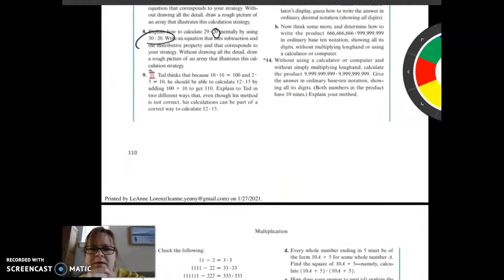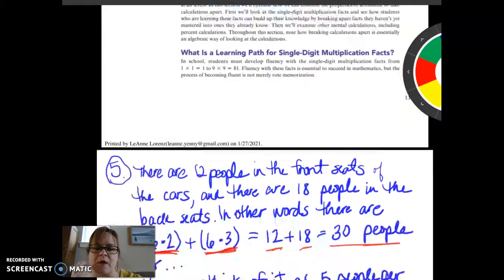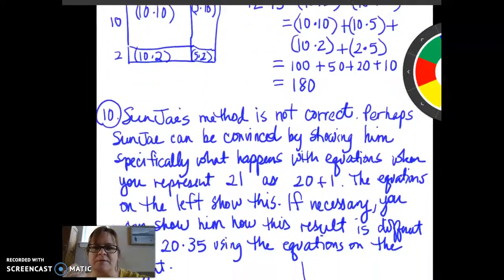Where's number 9? There it is. Ted thinks that because 10 times 10 is 100 and 2 times 5 is 10, he should be able to calculate 12 times 15 by adding 100 plus 10 to get 110. You have to explain to Ted 2 different ways that even though his method is not correct, his calculations can be part of a correct way to multiply the 12 times 15.